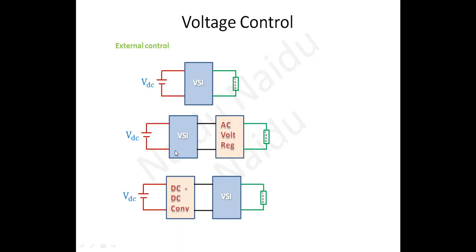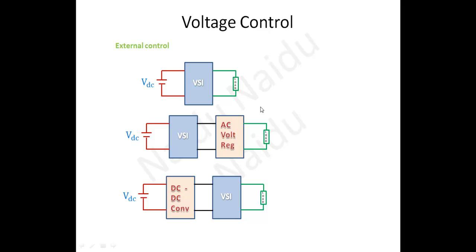In another method, we are using the VSI, but between the source and the VSI, we have a DC to DC converter. In the case of a DC to DC converter, what will happen? This fixed DC voltage becomes a variable DC voltage. Based on the requirement, we decide what the input voltage should be, and that input voltage we control using the DC to DC converter. This is called the external method.